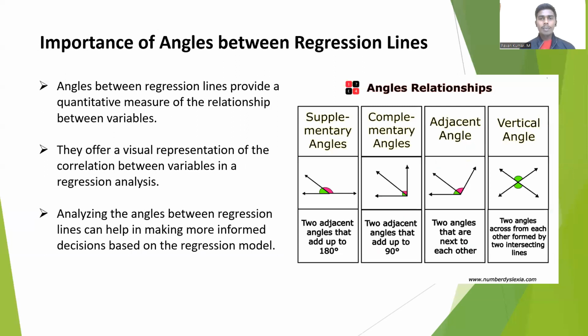Importance of angles between regression lines. The angle between regression lines provides a quantitative measure of the relationship between the variables. They offer a visual representation of the correlation between variables in a regression analysis. Analyzing the angles between regression lines can help in making more informed decisions based on the regression model.